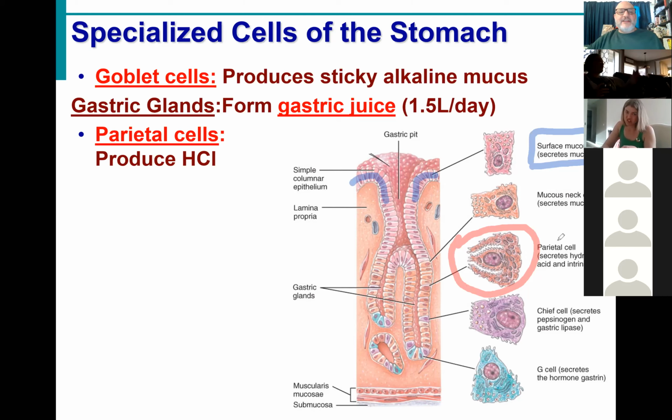This parietal cell is what produces our hydrochloric acid. Now, my big question for you is, why? Why do we need this hydrochloric acid?